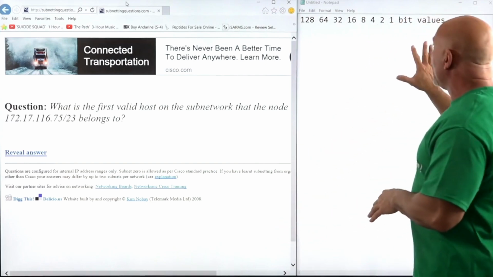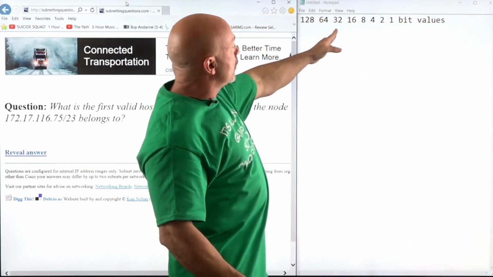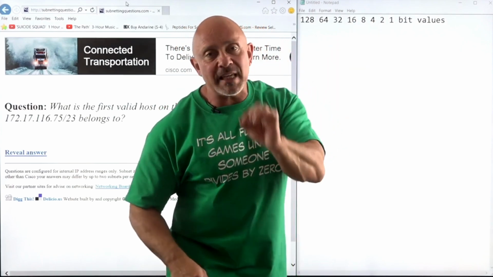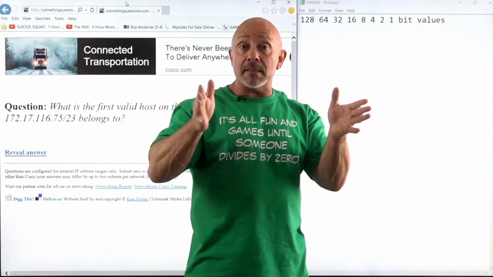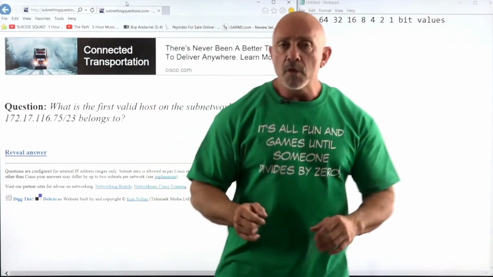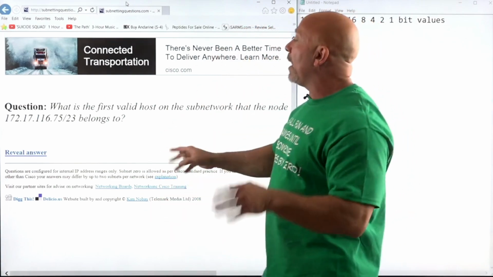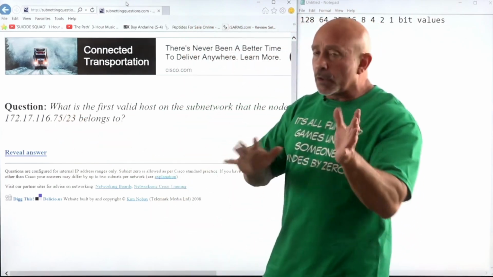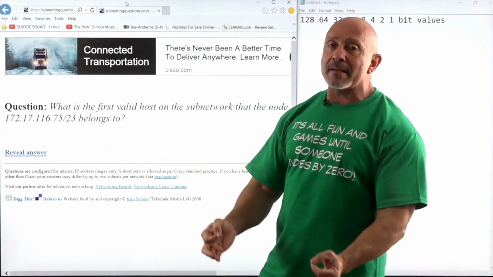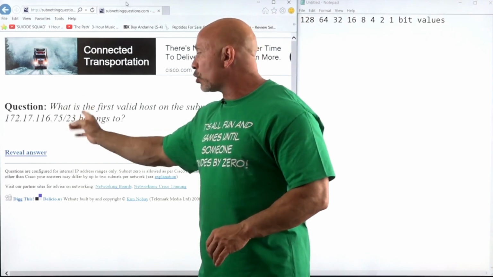That's why I have the notepad that's open right here. And I put the bit values, 128, 64, 32, 16, 8, 4, 2, 1. Those are the bit values for each of the 8 bits within each octet of an IP address. So how do I attack a question? I couldn't care less what they give me here, to a certain degree. What I focus on is the subnet mask. So I'm looking at 23, a slash 23.